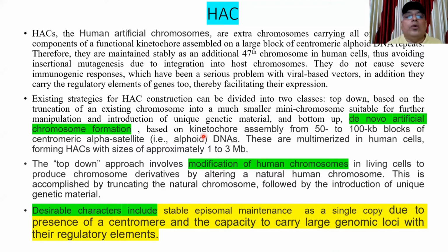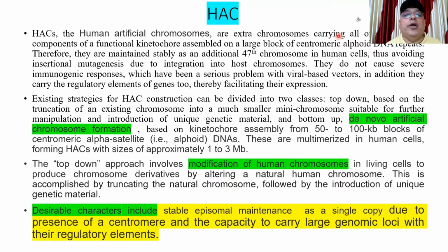Now, the human artificial chromosomes are extra chromosomes. Of course, they are not natural. They are in addition to what we are having. So they are extra chromosomes having all the required components. As we have seen, what are the most required components? There should be a centromere, there should be a site of origin, there should be telomeres.